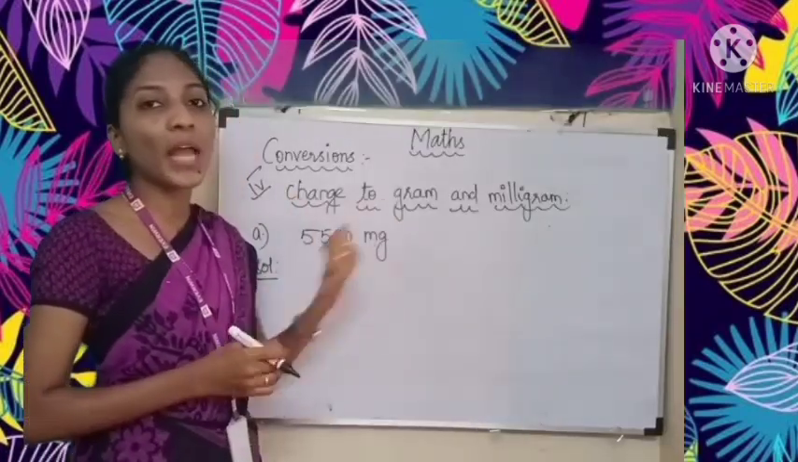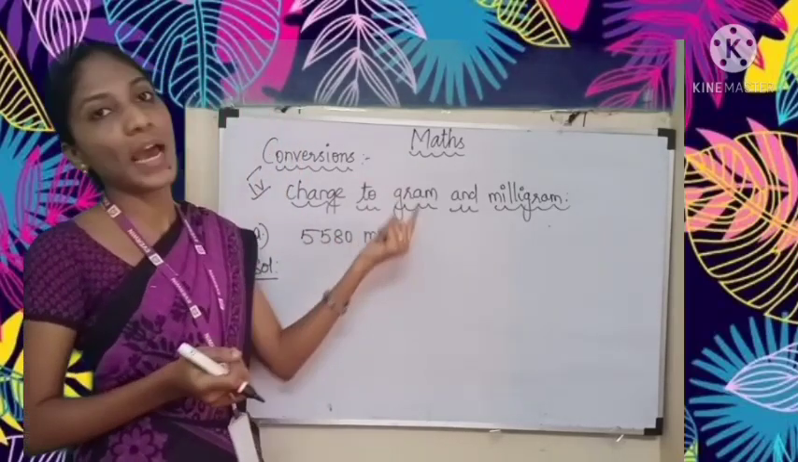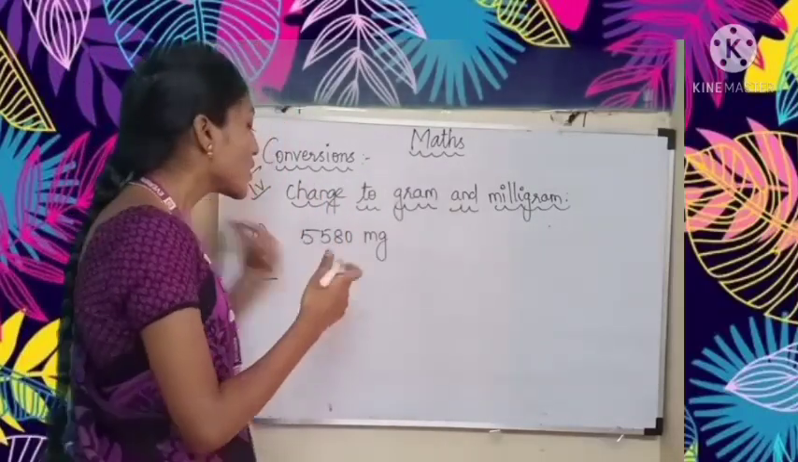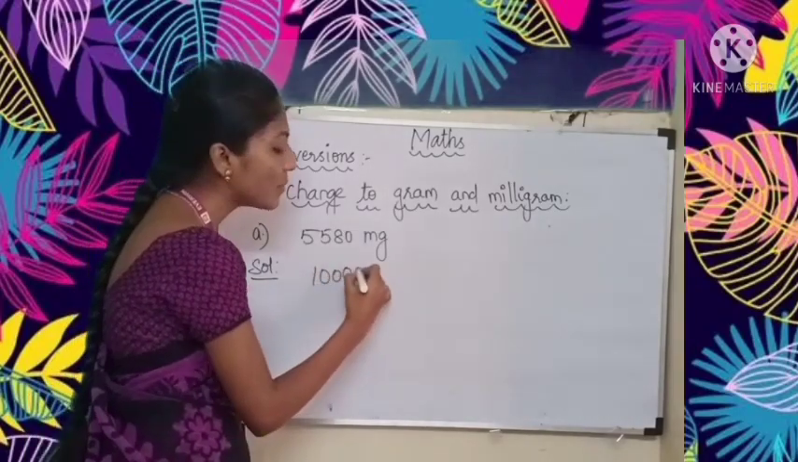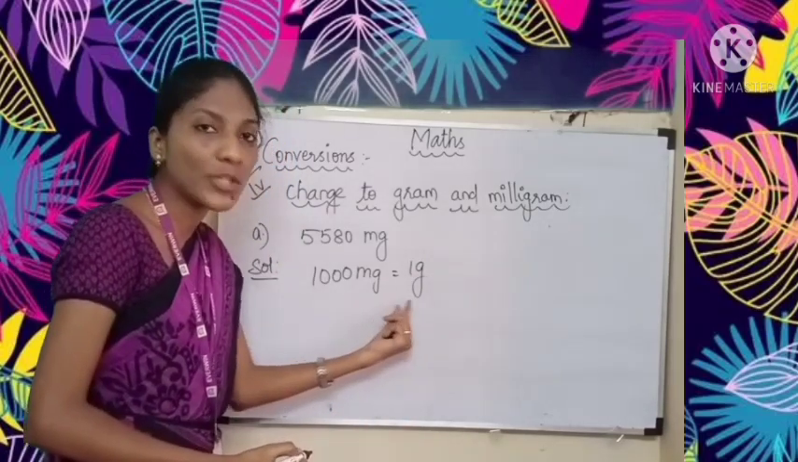Next, change to gram and milligram. Here, we are going to convert the milligram to gram and milligram. So, your smallest unit to the biggest unit. So, first write the formula in reverse order. That is, 1000 milligram is equal to 1 gram.